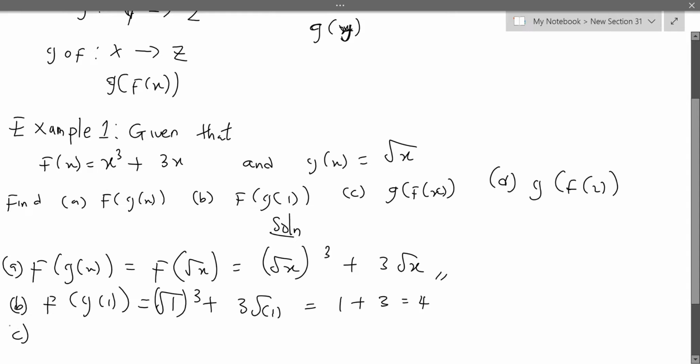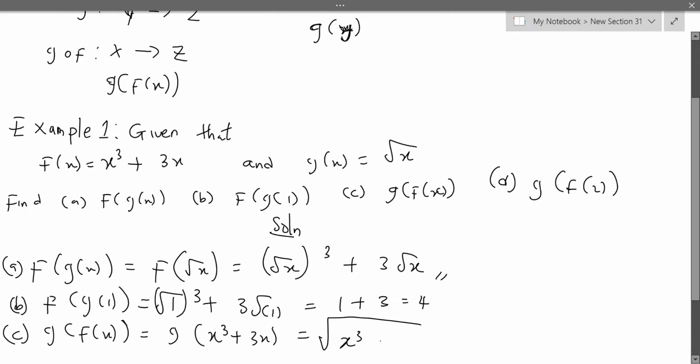So going to C now, we have g of f of x, which is the other way around. In place of f of x, we have x cubed plus 3x. And in place of x in g of x, you put x cubed plus 3x. Anywhere you see x, put x cubed plus 3x. So in that manner, we get the square root of x cubed plus 3x.